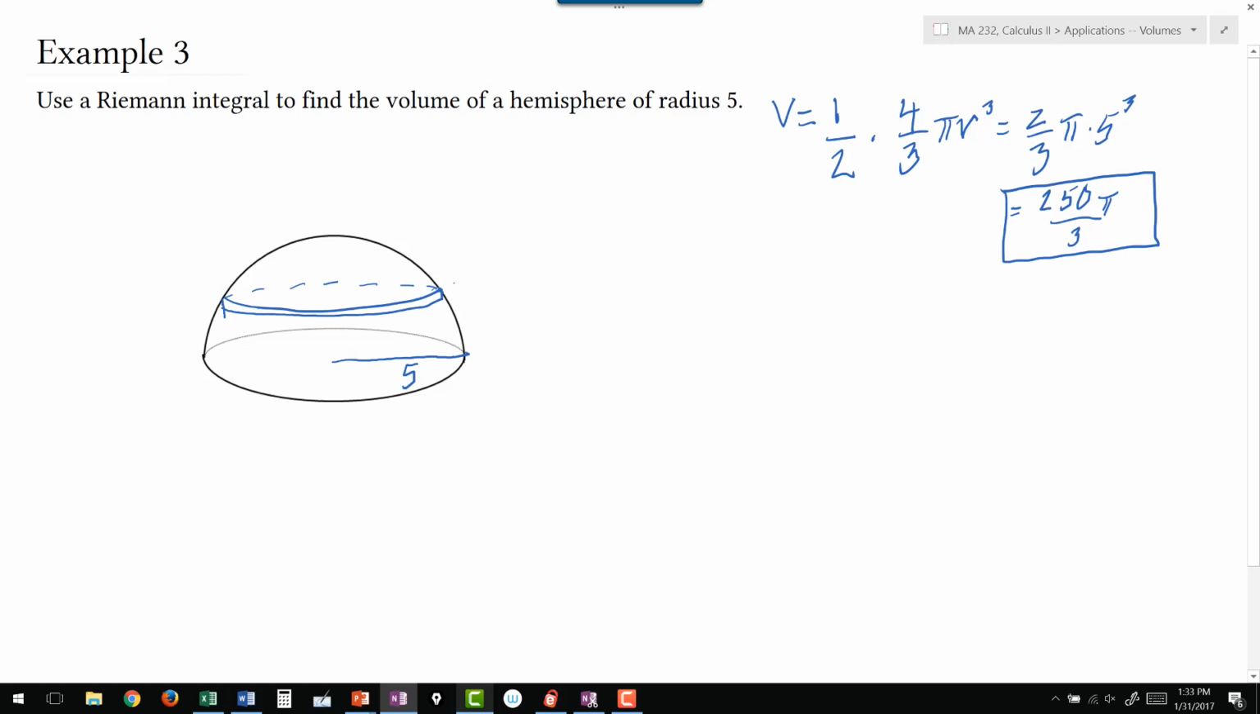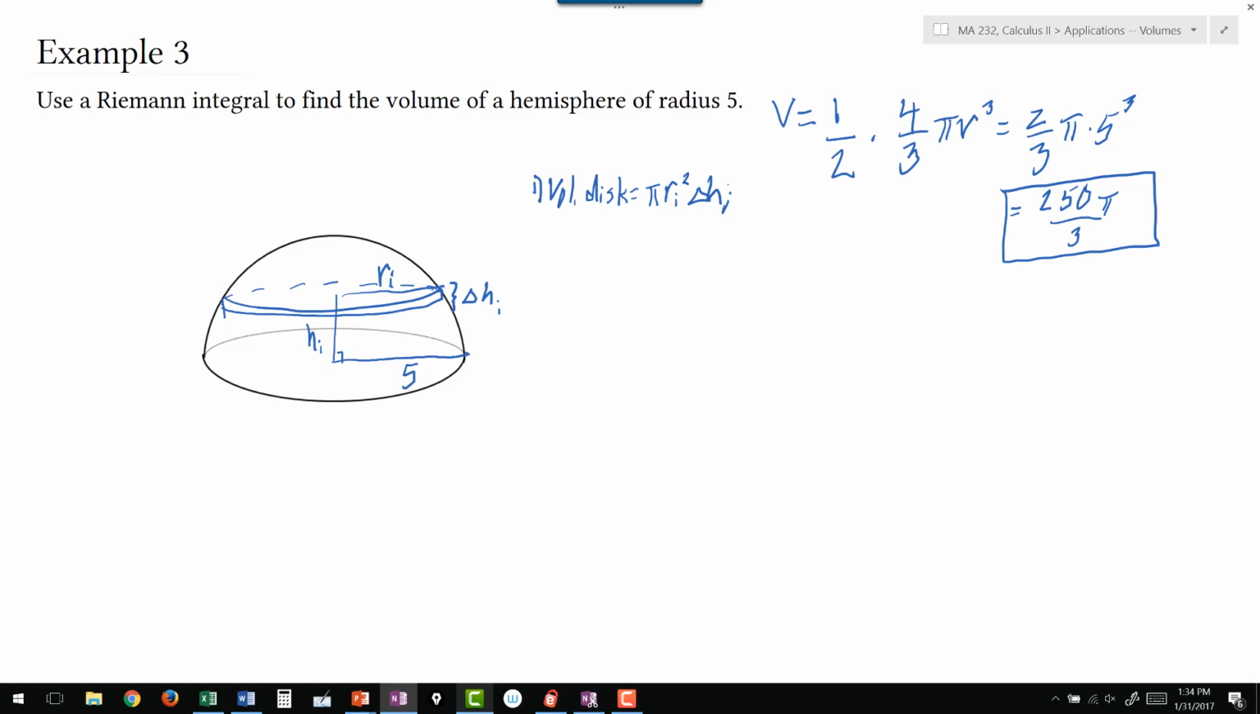With disks as our slices again, we'll label the thickness of each disk as delta h_i, where h once again measures height from the bottom of the figure up to the disk, and the radius of the ith slice is r sub i. I know how to write down the volume of such a disk. It's pi times the radius squared times the thickness delta h_i.